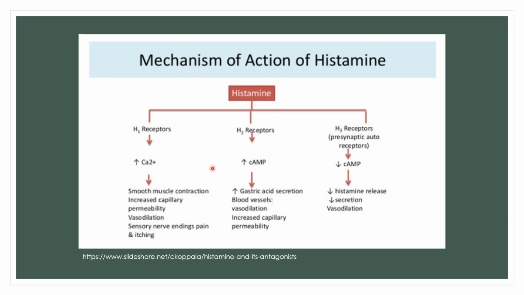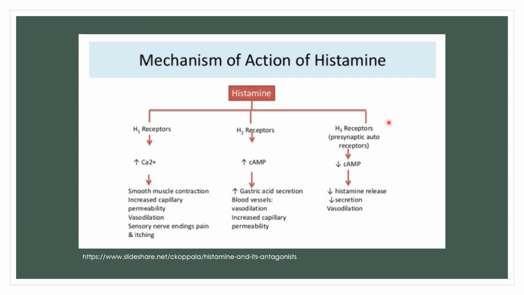When histamine binds to the H1 receptors that are present in the sensory nerve endings, it will produce pain and itching. When histamine binds to the H2 receptors that are present in a particular tissue, such as the gastric parietal cells, it will mainly increase the gastric acid secretion, and this is mediated via the stimulation of the cyclic AMP.